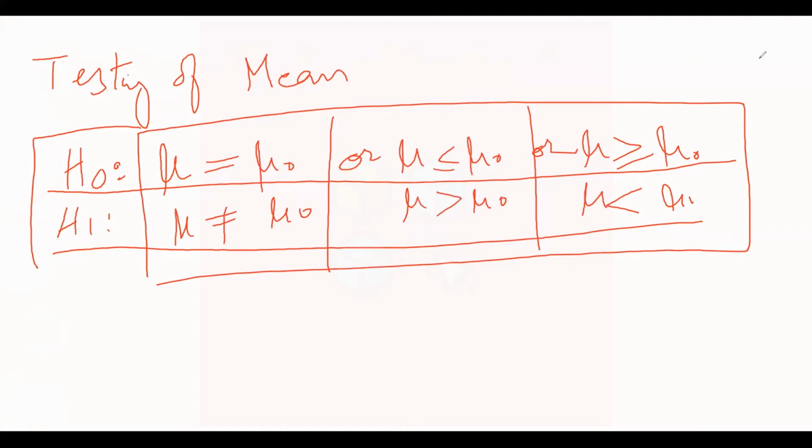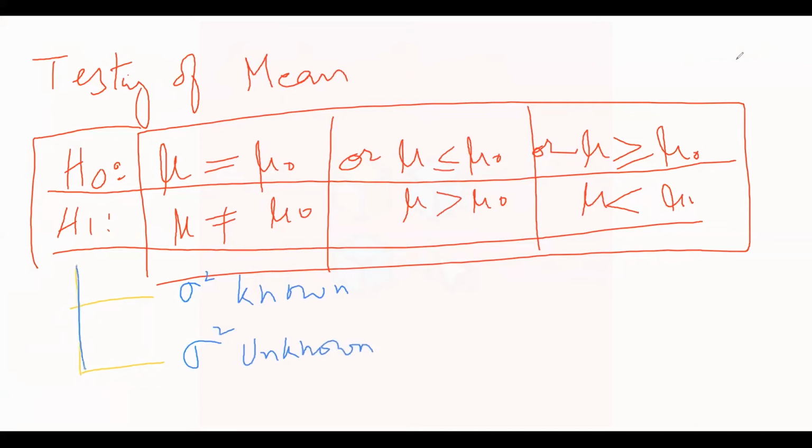We will discuss two cases here. If the population variance sigma square is given, or if sigma square is not given. So we will deal here with the two cases of the situation of the normal population in which sigma square is known and sigma square is unknown. So we will write here, first case sigma square known, second case sigma square unknown.